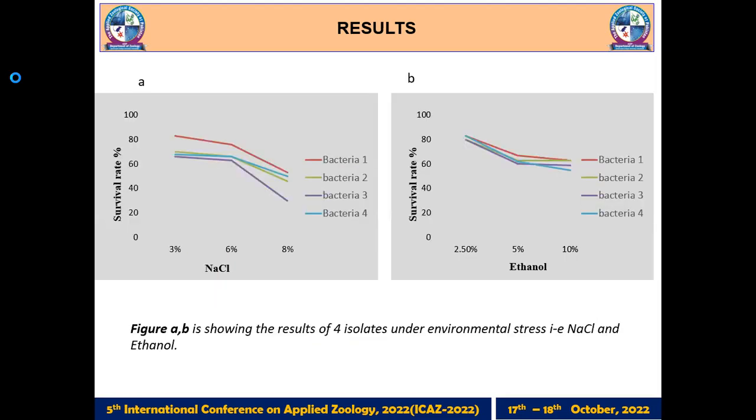Figures A and B show the results of four isolates under different environmental stress, that is, NaCl and ethanol. Figure A shows the bacterial growth rate, or survival rate, under different NaCl concentrations. Bacteria one, which was isolated from a yogurt sample, shows a good result: about 80% growth rate at 3% NaCl concentration, around 75% growth rate at 6% NaCl, and around 55% survival rate at 8% NaCl concentration.